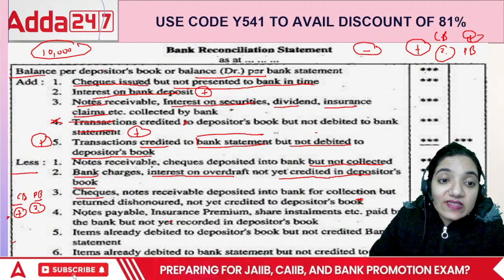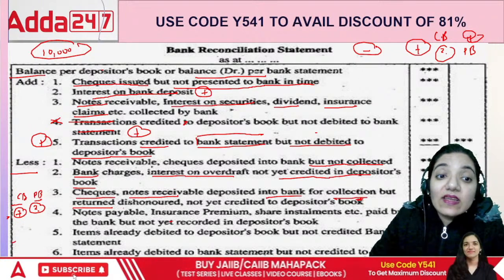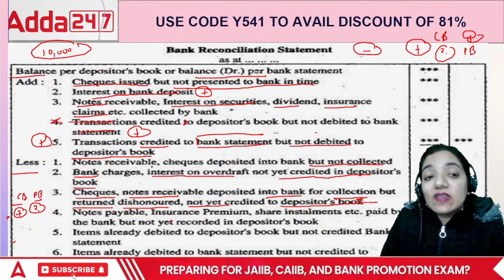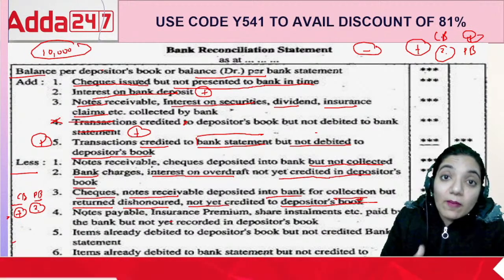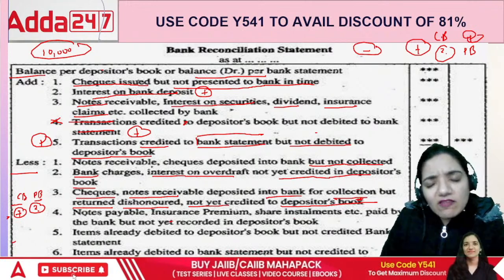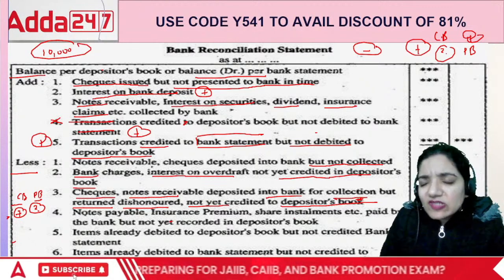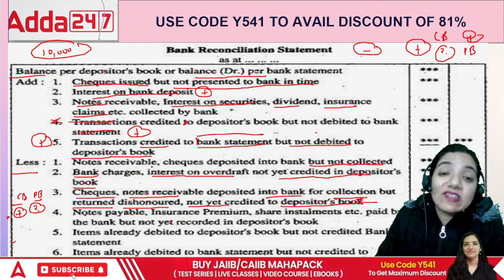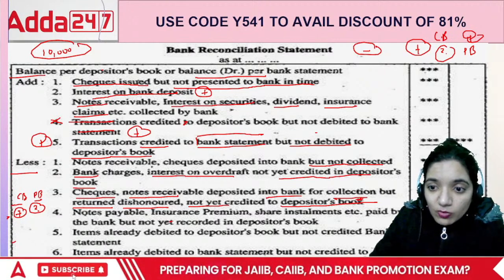Then the checks, notes receivable deposited into the bank for collection but returned dishonored, not yet credited to the depositor's book. In this case, if there's any check which has been deposited but returned dishonored, what happened is, I thought I have received money. I was really happy. I was telling everybody that I've received a 1 lakh rupees check. But the check actually turned out to be dishonored. Maybe because of any reason. There might be a signature issue, a date issue, whatever issue was there. Now I'm not receiving that money anymore. So what is happening in this case is, I hope it would be visible now.